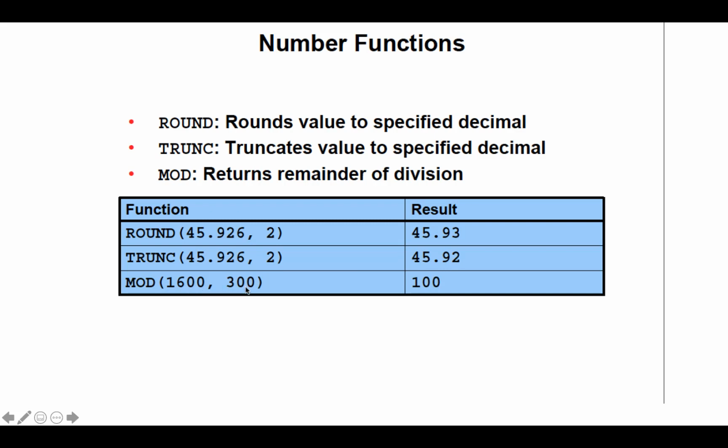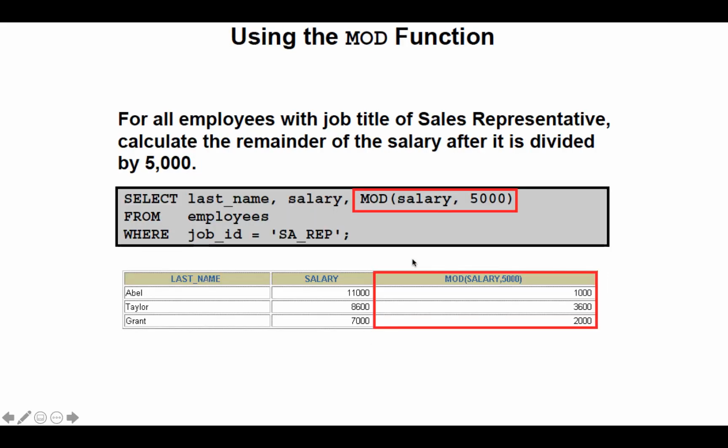Modulus 1600, modulus 300 is like 16 modulus 3 is 1, so 1600 modulus 300 is actually 100. Okay, so this is an example of how to use number functions.